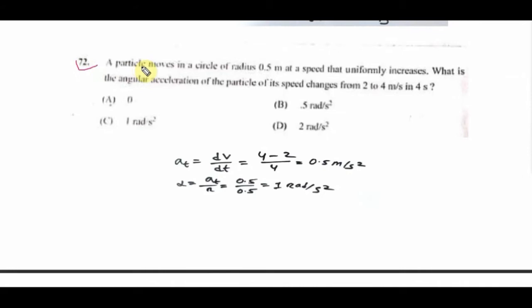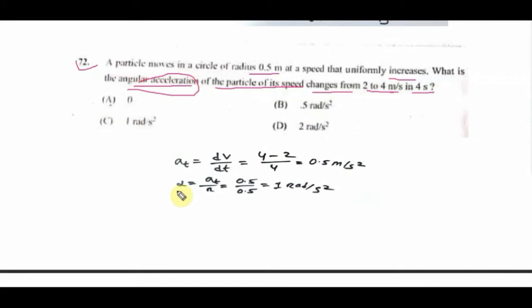Next, a particle moves in a circle of radius 0.5 meter at a speed that uniformly increases. What is the angular acceleration? The particle's speed changes from 2 meter per second to 4 meter per second in 4 seconds. So you have to find the angular acceleration.